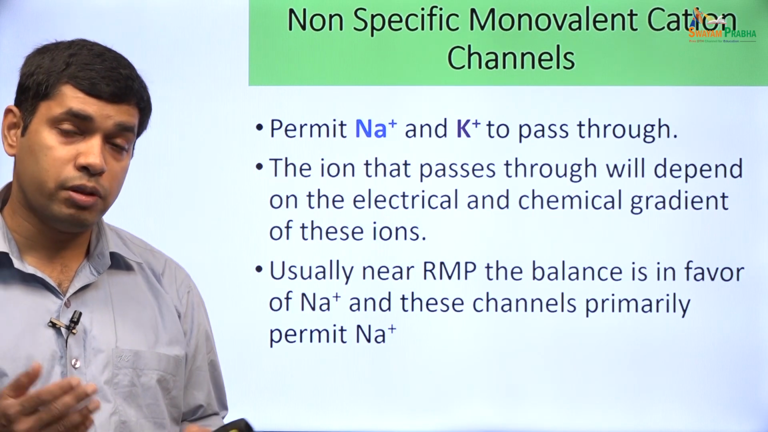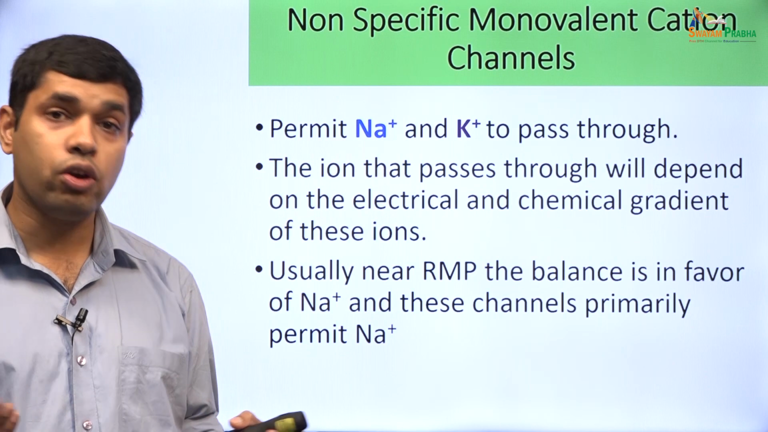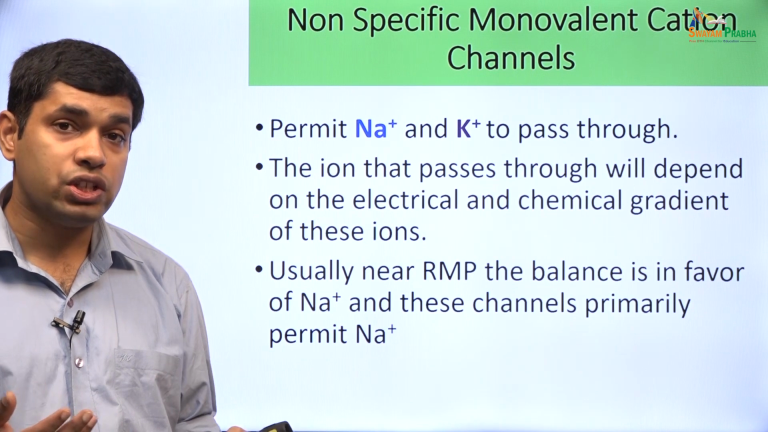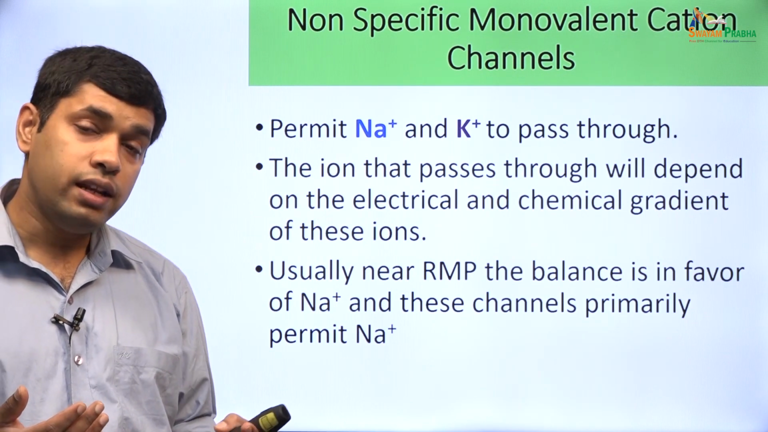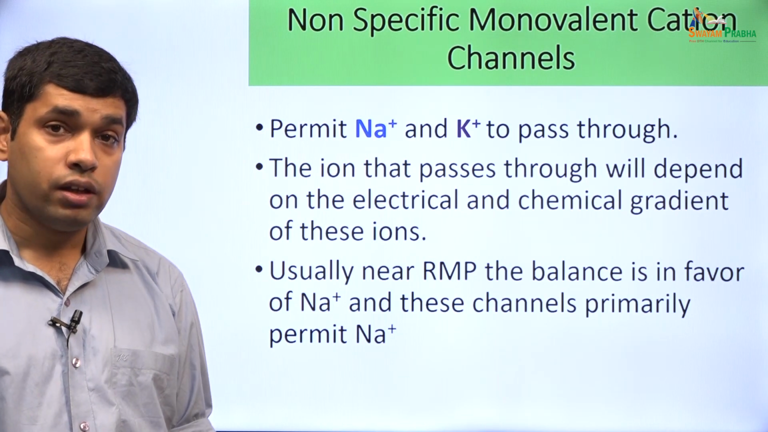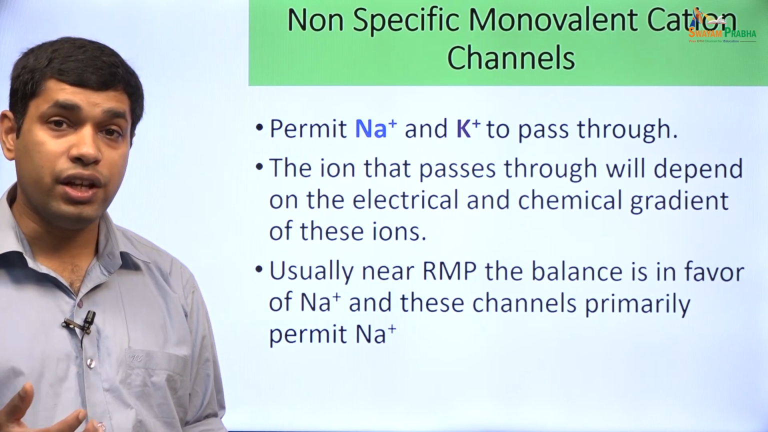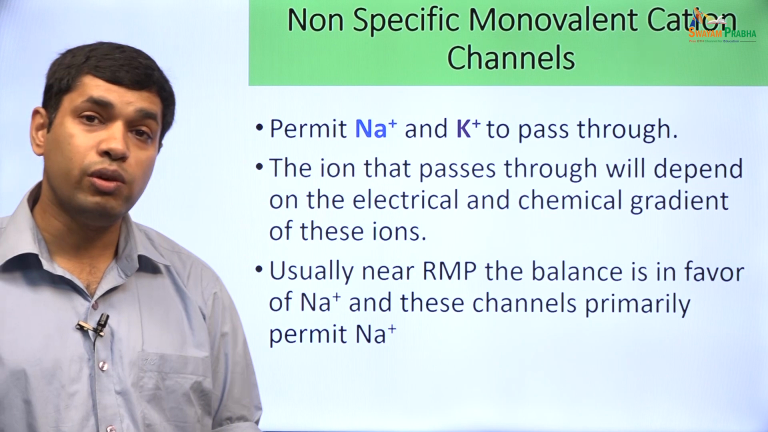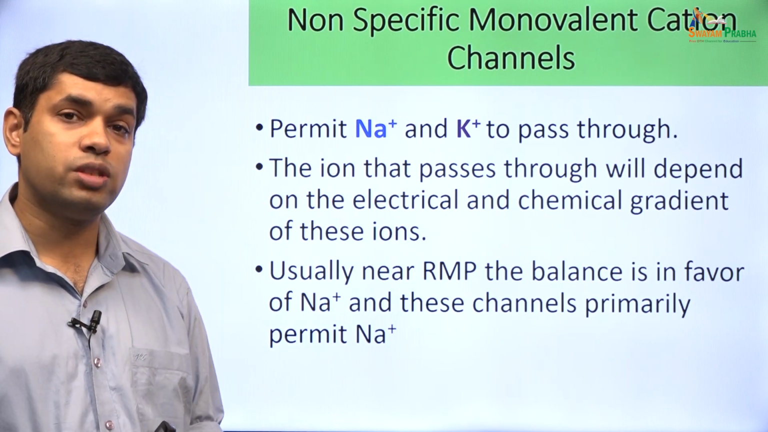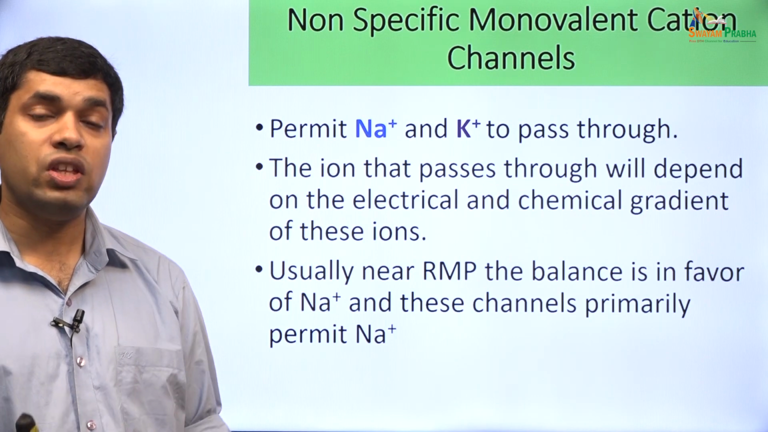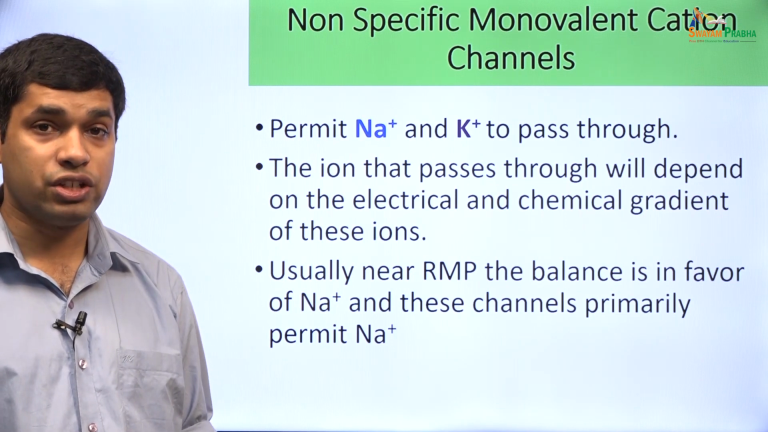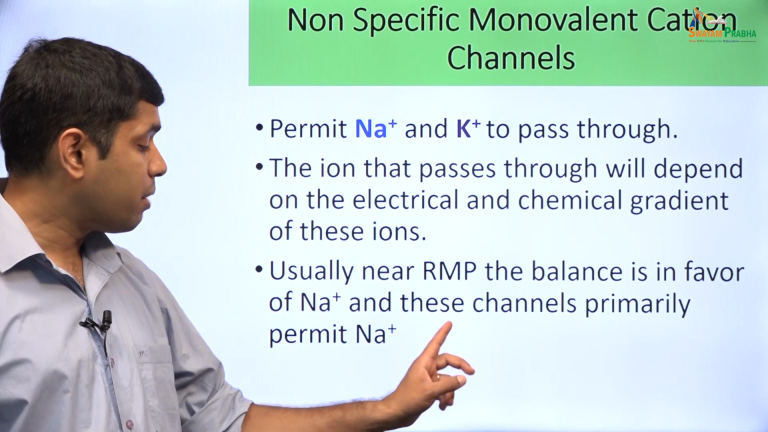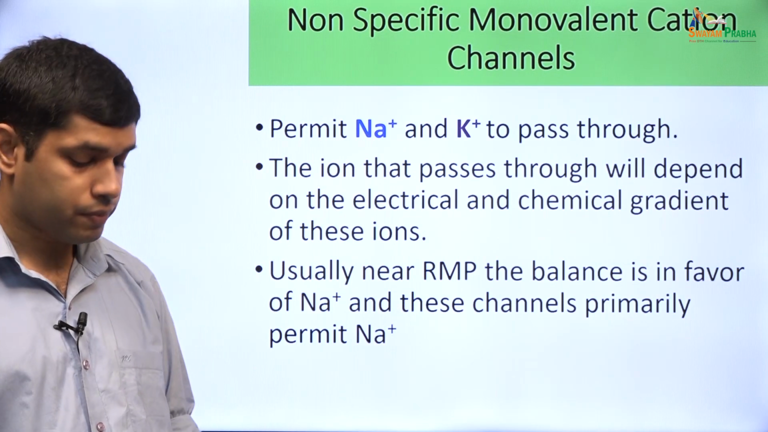Now, you can ask this question: if you permit sodium and potassium to pass through, which ion would pass through? Would it be sodium or would it be potassium? When you consider the equilibrium potentials for sodium and potassium, when these channels open near the RMP, the balance of the electrical and chemical gradients heavily favors sodium entry. And this will be discussed when we talk about the equilibrium potentials. So, by and large, because of the electrochemical gradients of sodium and potassium, most of these channels near the RMP primarily permit sodium entry into the cell.